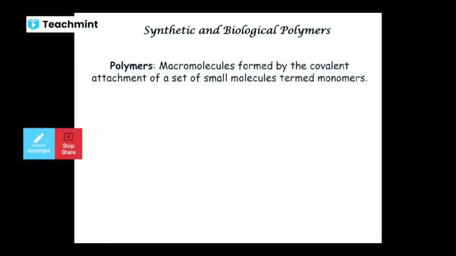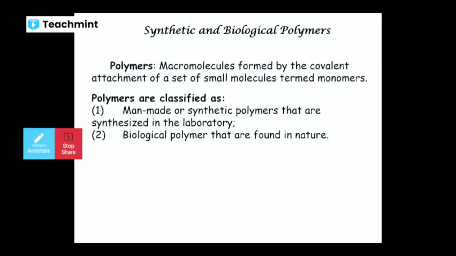Polymers are macromolecules formed by covalent attachment of a set of small molecules which are called monomers. The set of monomers attached, those are called polymers. Polymers are classified into two types: man-made or synthetic polymers, and biological polymers. Man-made or synthetic polymers are those synthesized in the laboratory. Biological polymers are found in nature.